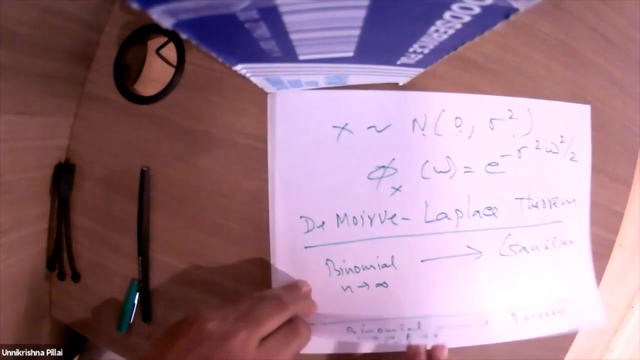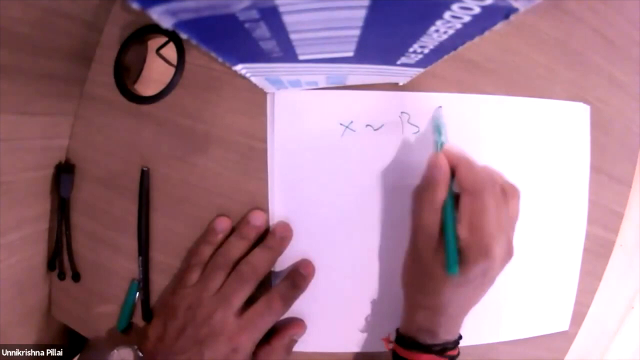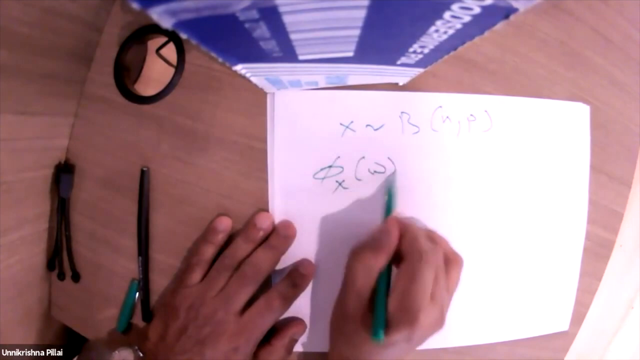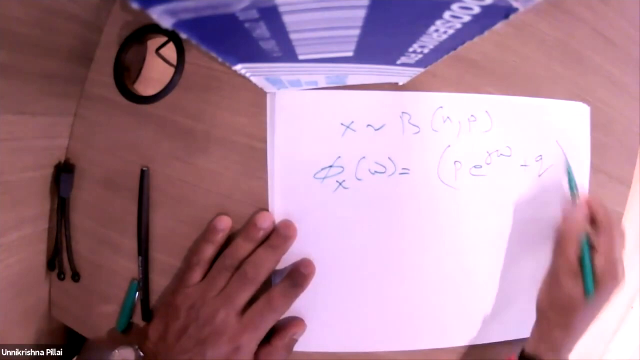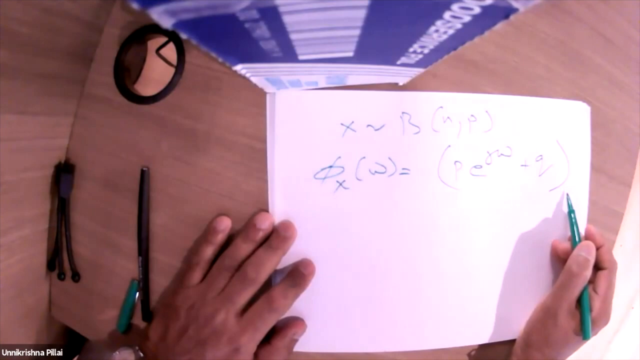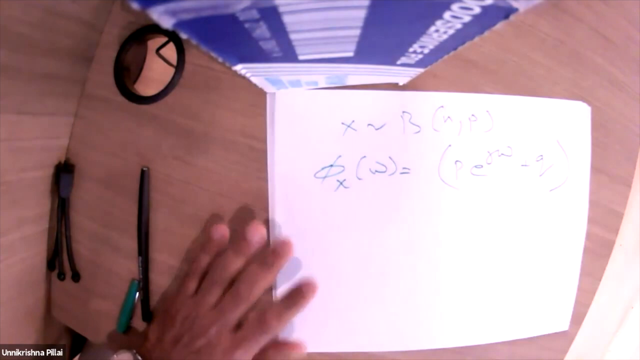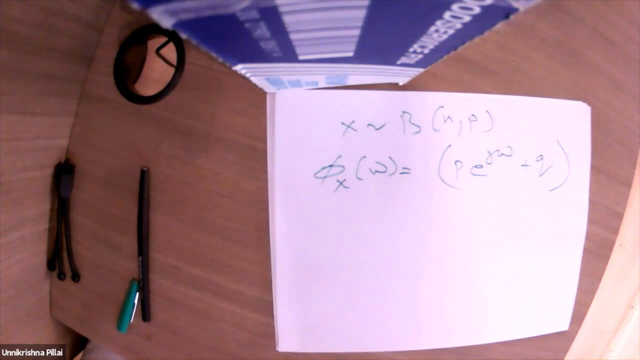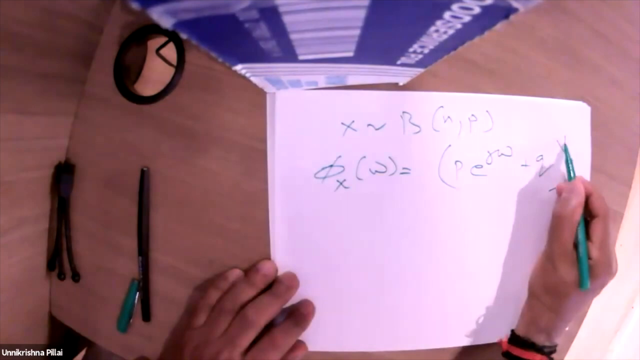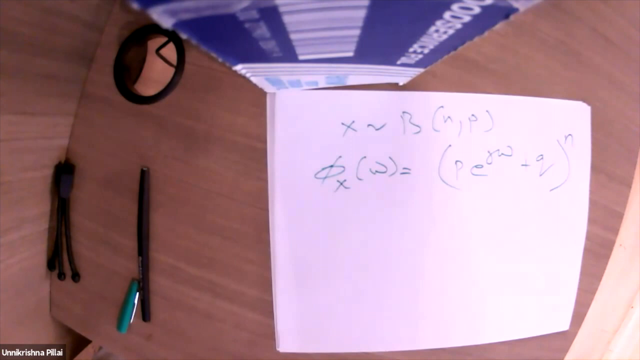So remember, that's the reason I already did the characteristic function of, so let's say X is binomial with the parameters N and P. If you check your notes, I already did the characteristic function for you. Anybody remembers? What was the characteristic function? All you have to do is check your notes. Go back a couple of pages. Yes, you have it, right?